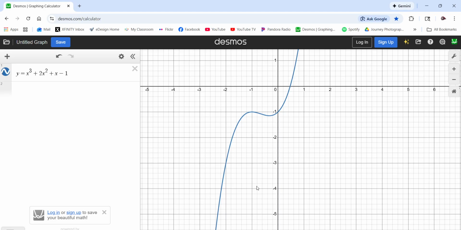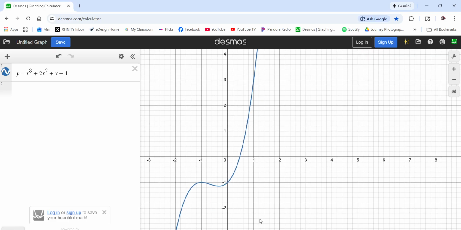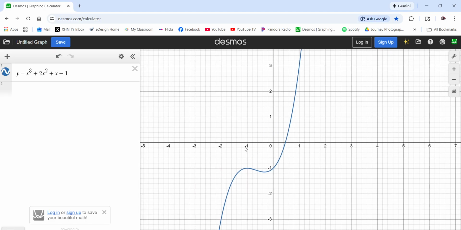Everybody see that? So what's the other end of this graph? As x goes to positive infinity, what is this graph doing? Then y is going to positive infinity. All right, now does every graph do that? No, just graphs like this.